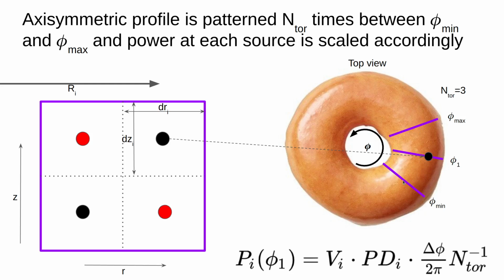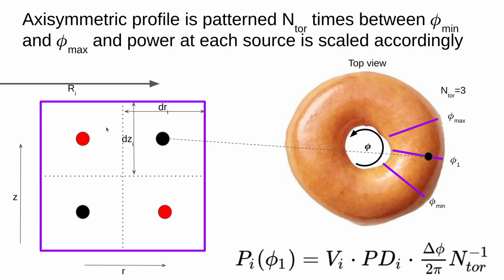So what we'll do is set a minimum toroidal angle and a maximum toroidal angle, and that'll give us our delta phi here, and that's over 2 pi. So we'll weight that power, which is volume times power density, by the fractional component of the toroid, so that's this, times the number of discrete samples that we're taking through there.